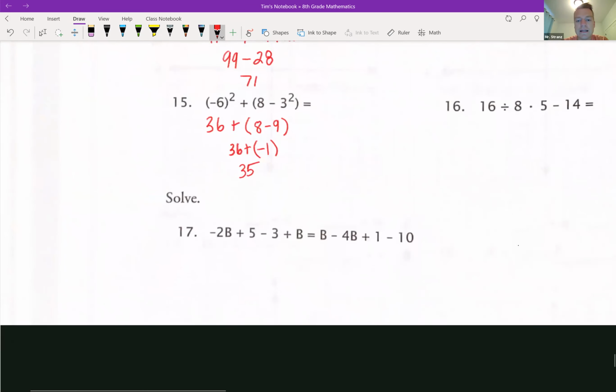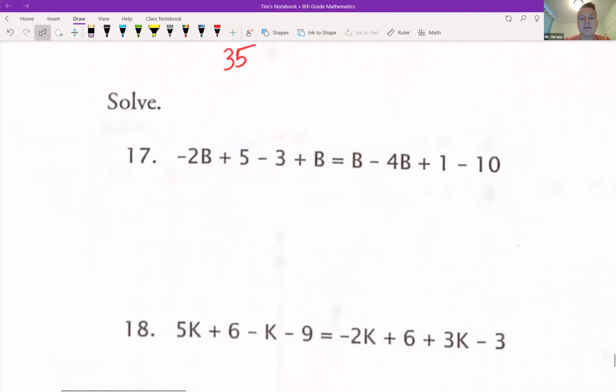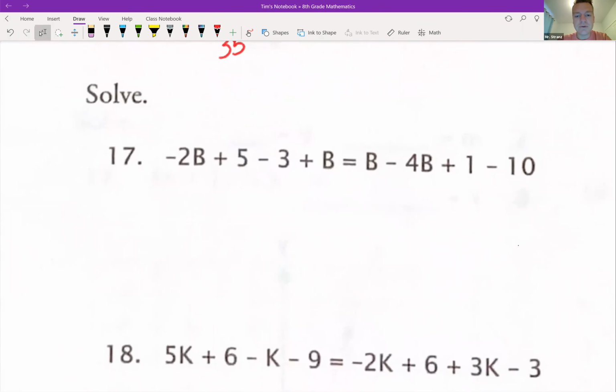Okay, let's look at number 17. So when you have them like this, the first thing I would recommend doing is, on each side of the equation, get your like terms together. So you have a -2b here, and you've got a b here. On the other side, you've got a b here, a -4b here, and then some numbers we're going to put together.